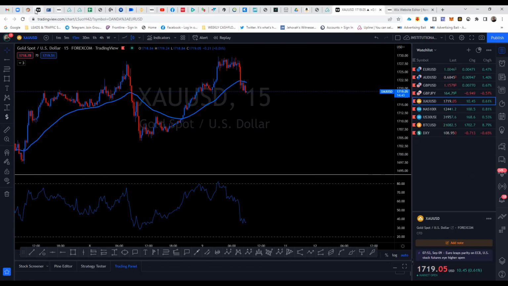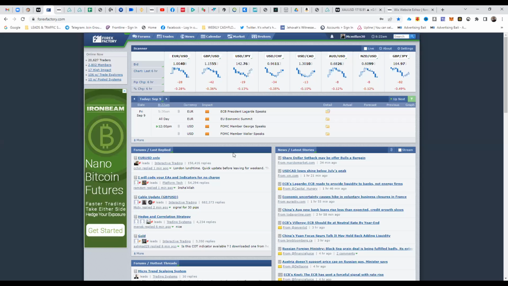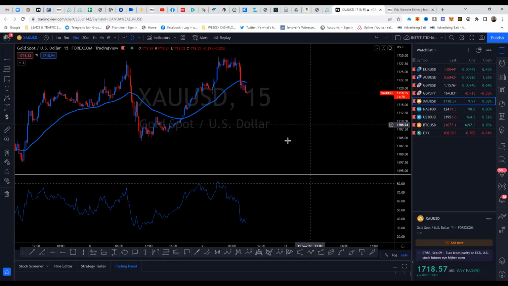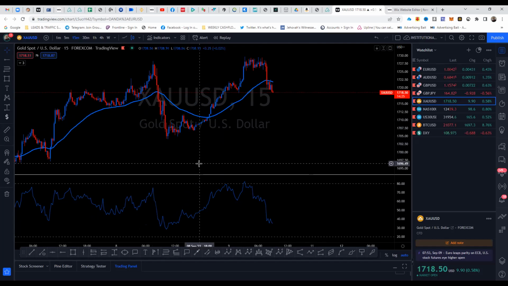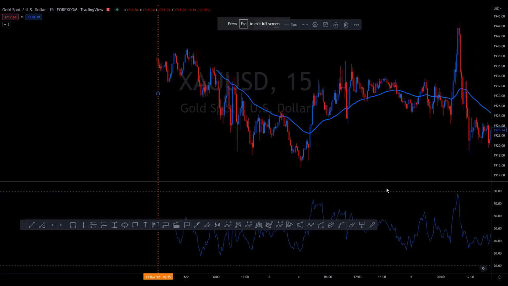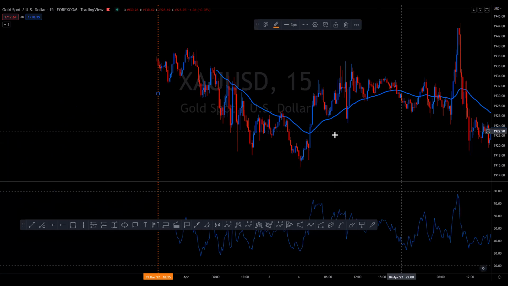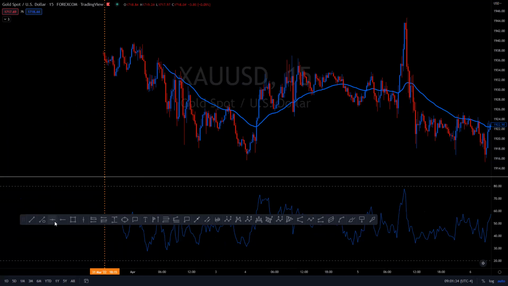So let's go ahead and check the news real quick here. As we can see, the USD is going to be under some low impact news at about noon, so we're pretty much clear until then. So I'm going to trade gold. What we're going to do is mark up supply, demand, and market structure from the 15-minute time frame to the 4-hour time frame. Let's get started.